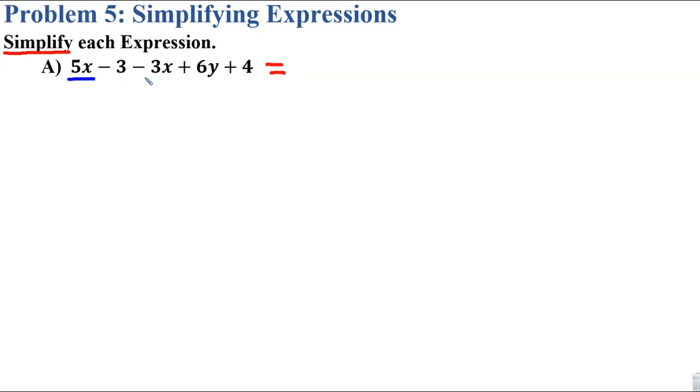So first thing I can do is notice there's two different terms with x's in them. There's a 5x and a negative 3x. 5x minus 3x. 5 take away 3 will be 2. So I can simplify that down to a 2x. And then from there is a 6y. Now there's no other parts with y's in them, so there's nothing to combine this with. And x and y are not like terms, they're not the same thing, so I can't combine these. So the simplest I can make that part is just say plus 6y.